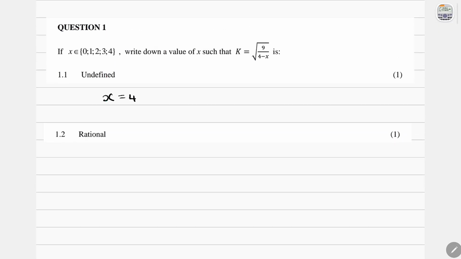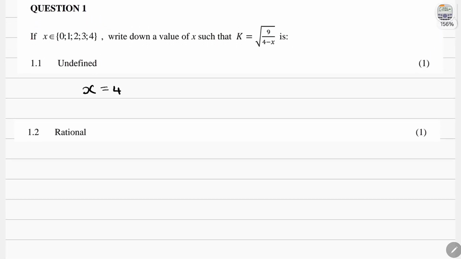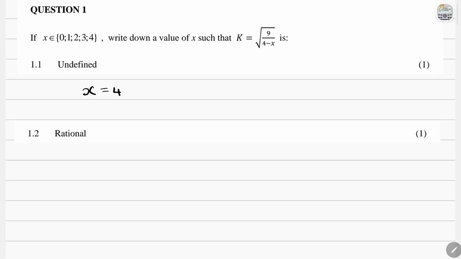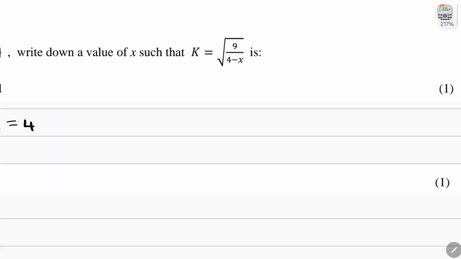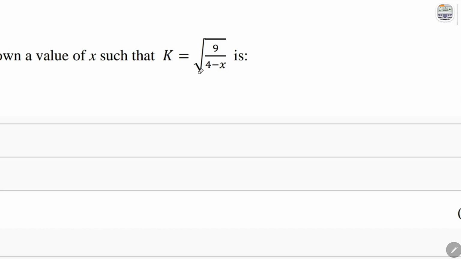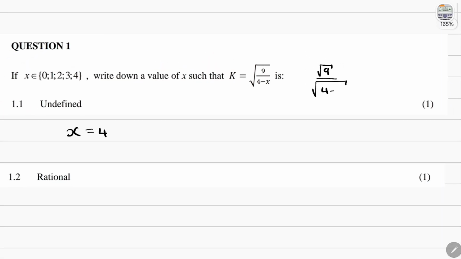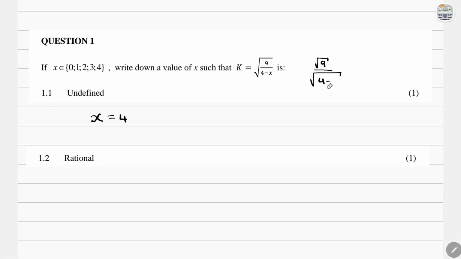Question 1.2, we need to find the values of x for which k is going to be rational. What will make k a rational number? As long as it doesn't end up with a surd. It says square root, but as long as we can square root the numerator and the denominator, then it won't be a surd. In this case, the numerator is a square number, so 4 minus a specific number should give us a square number and then it won't end up being a surd. So you can take your x values and substitute to test which would give you a rational number.